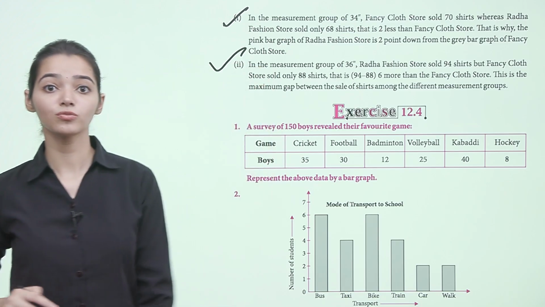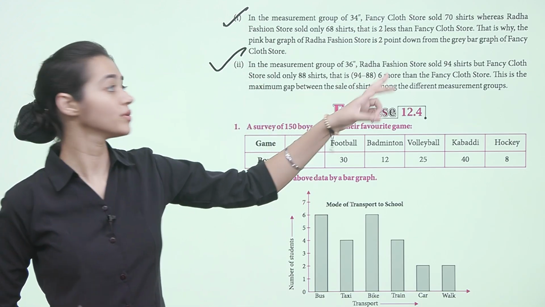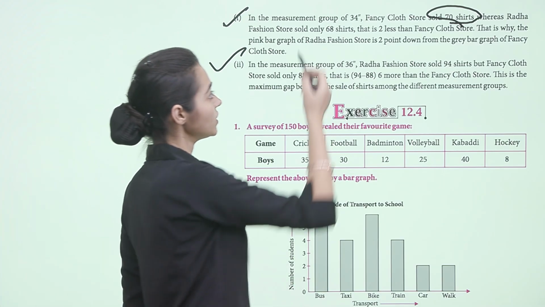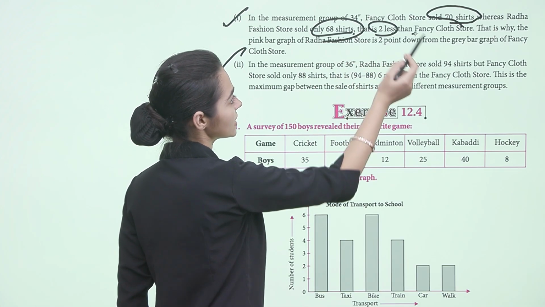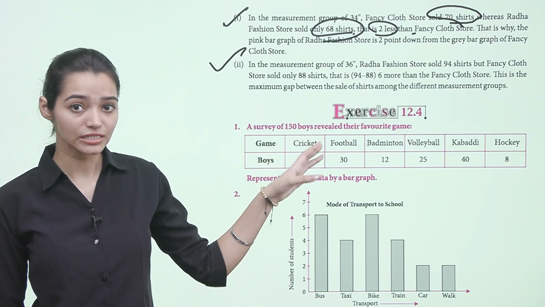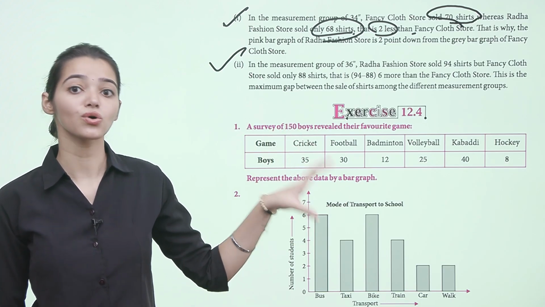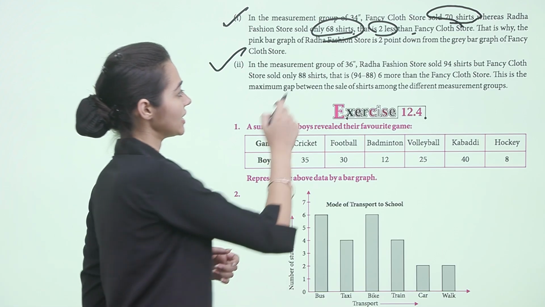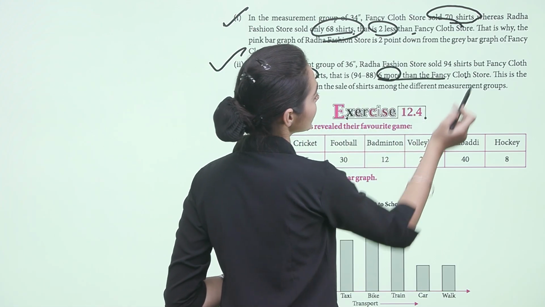In the measurement group of 34, Fancy Clothes Store sold 70 shirts, whereas Radha Fashion Store sold 68 shirts, that means 2 less than Fancy Clothes Store. Now in the measurement group of 36, Radha Fashion Store sold 94 shirts, but Fancy Clothes Store sold 88 shirts, that means 6 more than Fancy Clothes Store.